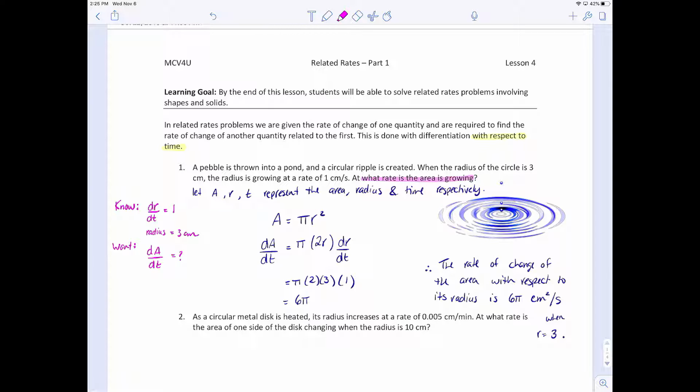We're never going to see ripples the same way. We're going to be like, sorry. Rate of change.